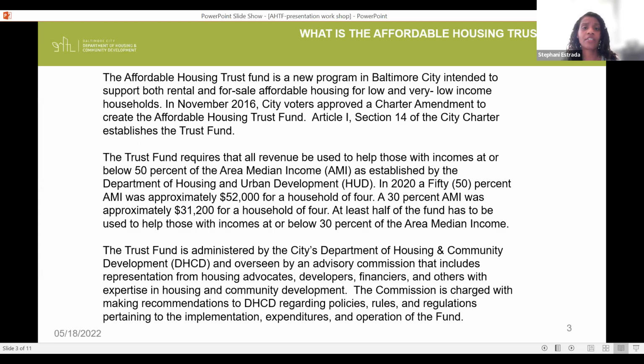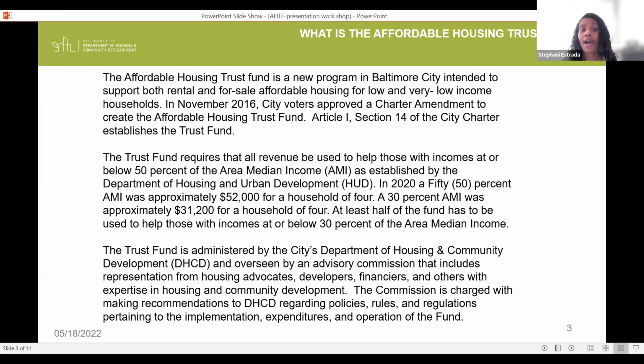So first, the Affordable Housing Trust Fund is a new program in Baltimore City, and it's intended to support rental and for-sale affordable housing for low and very low income households. The trust fund was established in November of 2016 by city voters, who approved a charter amendment to create the Affordable Housing Trust Fund. You can find it in Article 1, Section 14 of the city charter.